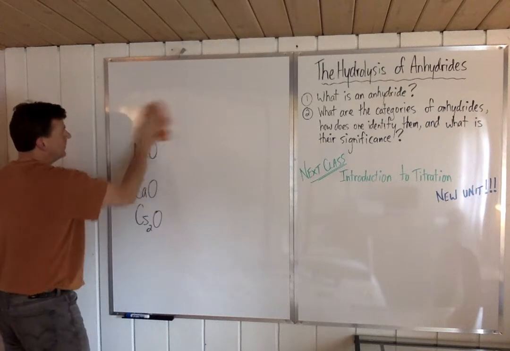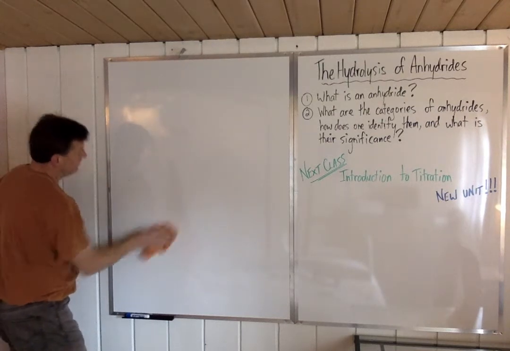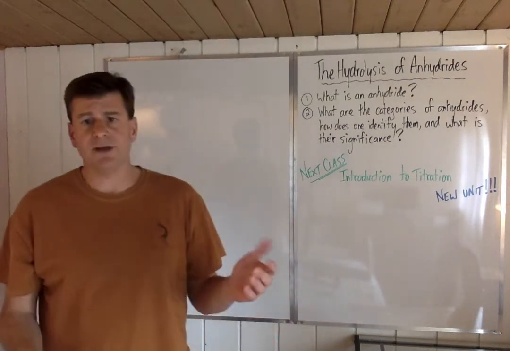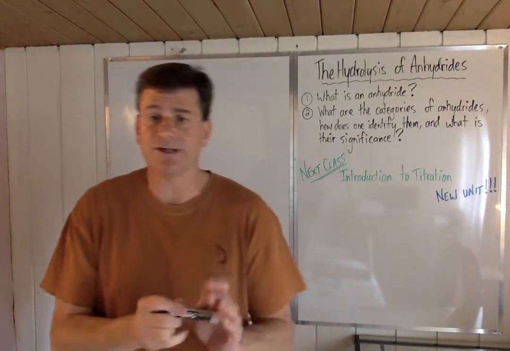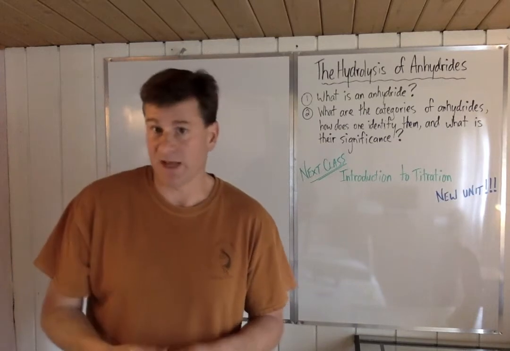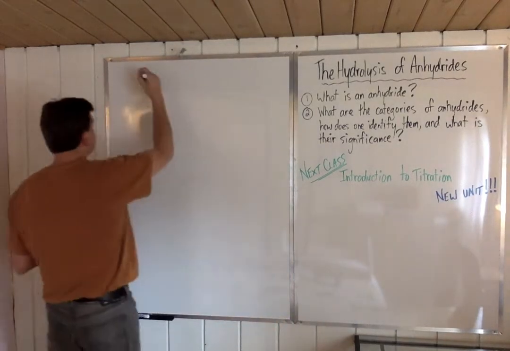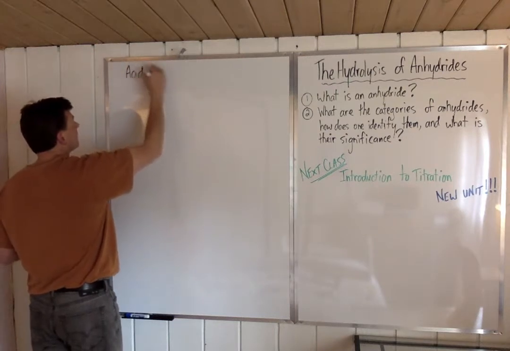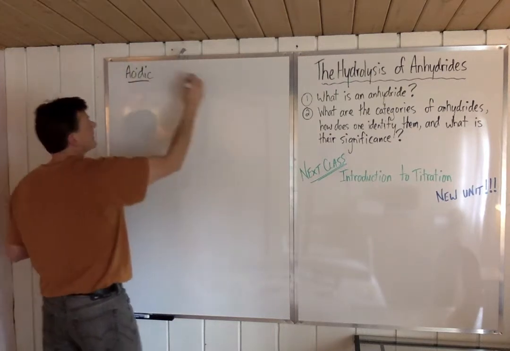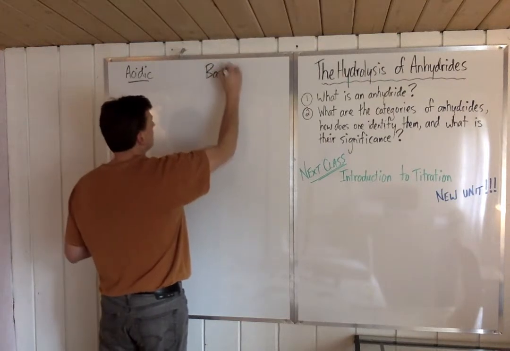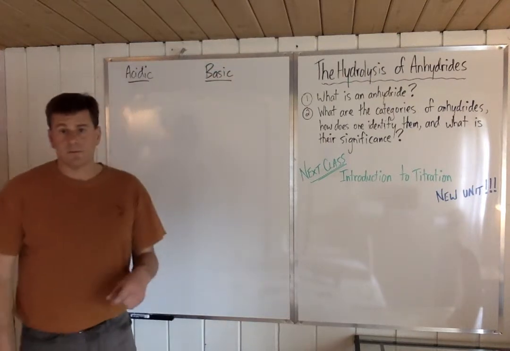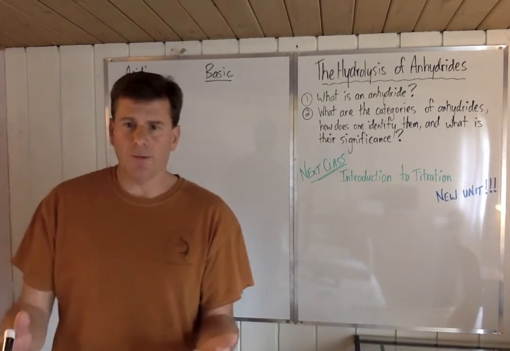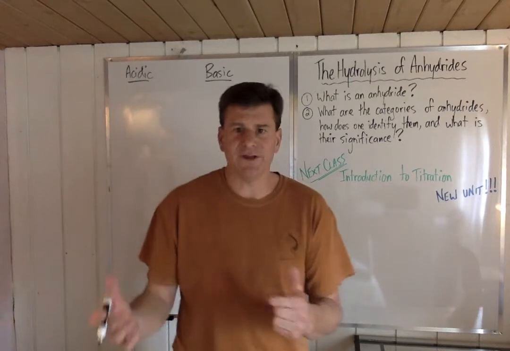What are the two categories? Oh, and I maybe shouldn't have erased that. So there are two categories, and the two categories are acidic anhydrides and basic anhydrides. Okay, so I'll put the two categories up here. So acidic and basic anhydrides.